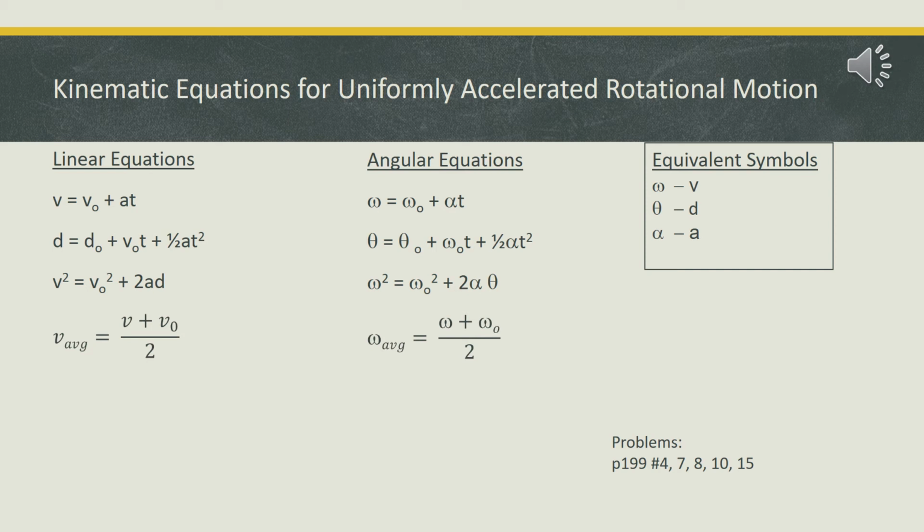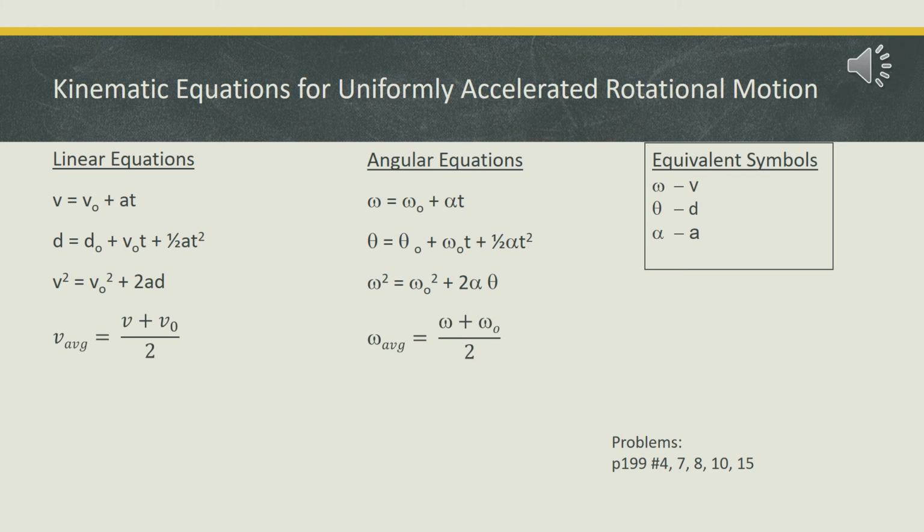All right, let's talk about the kinematic equations for uniformly accelerated rotational motion. This page might look a little intimidating at first, but don't let it be, because the first column, those linear equations, we've been using them since second quarter, or maybe even the end of first quarter. If you can't remember, look at that third one, v squared equals v initial squared plus 2ad. We've used that a lot. And remember, the initial is just that lowercase 0, meaning the beginning.